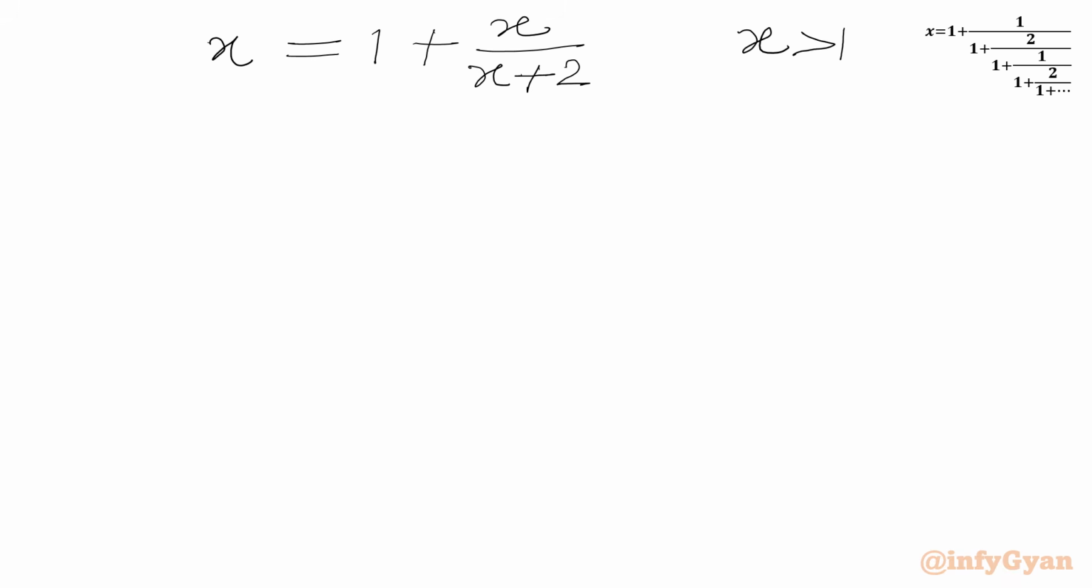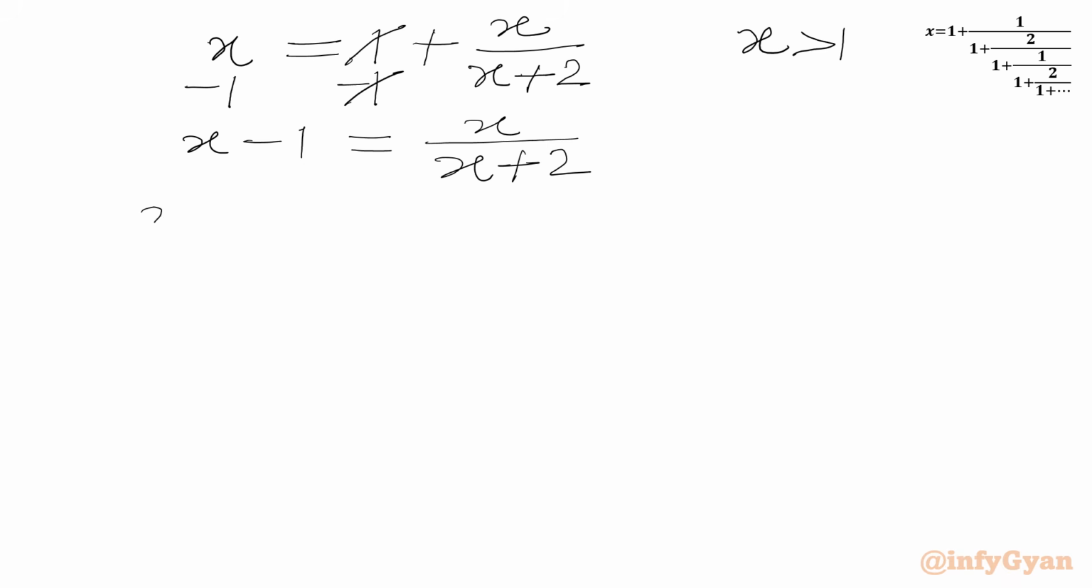Now we will subtract 1 from both the sides. So minus 1, plus 1 minus 1 will be over. We will get x minus 1 on the left hand side and x over x plus 2 on the RHS. Now we will cross multiply. We will write x plus 2 times x minus 1 equal to x.